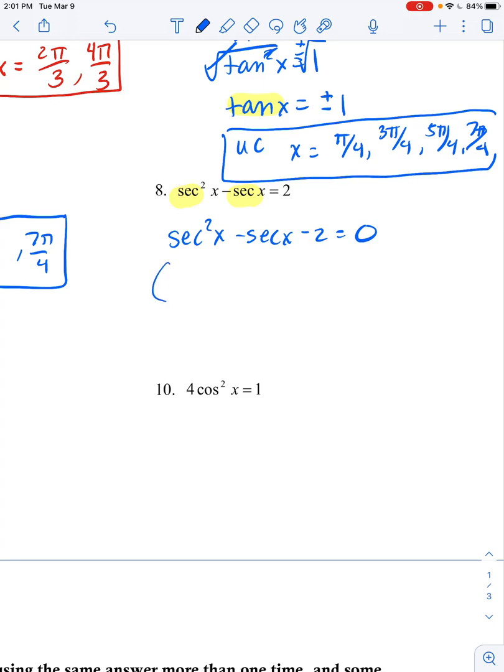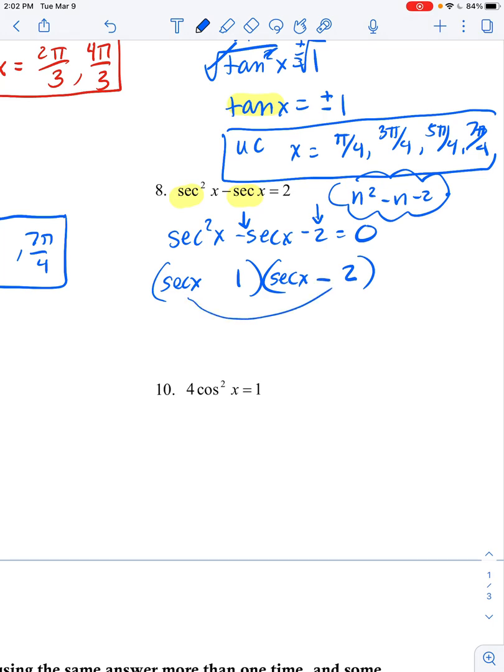So how do I factor this? And again, if you want to factor it as n squared minus n minus 2, you can think of it that way and factor it accordingly. If you want to just go for it and use the secants, the only way to get secant squared out front is to have secant times itself. The only way to get a 2 at the end is to take 2 times 1. And the only way to get a negative in the middle is if this outside -2 is negative and the inside 1 is positive. Then the -2 and a positive 1 will give us that -1 that we're looking for.